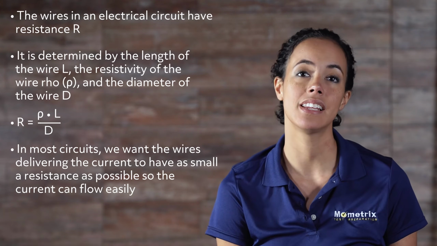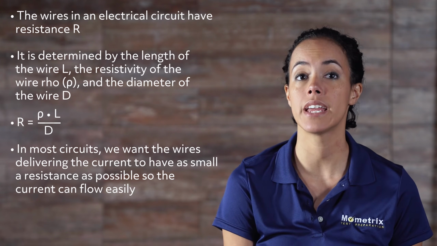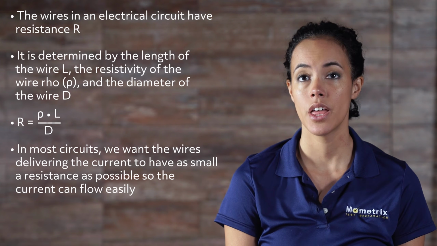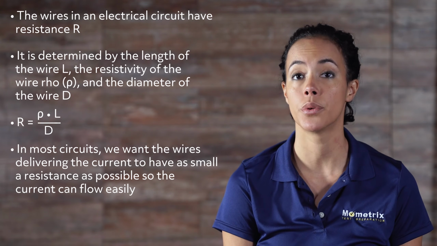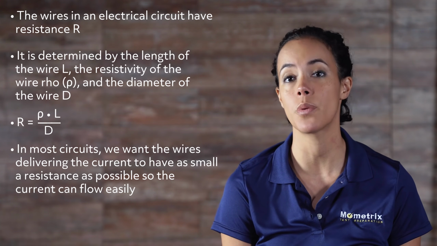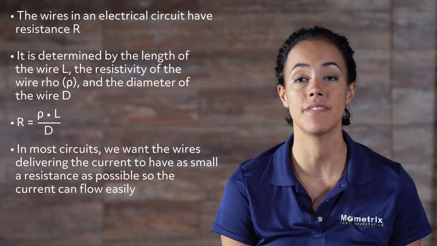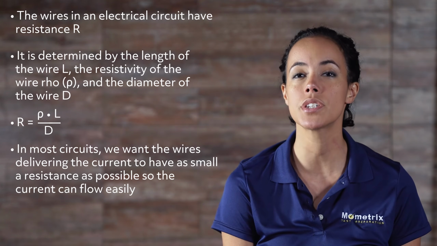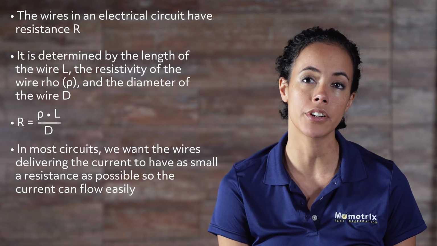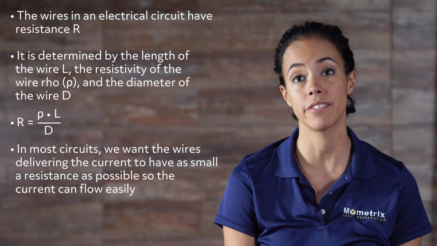The wires in an electrical circuit have resistance, R. It is determined by the length of the wire, L, the resistivity of the wire, ρ, and the diameter of the wire, d, through the equation R equals rho times L divided by d. In most circuits, we want the wires delivering the current to have as small a resistance as possible so the current can flow easily. However, high resistance can be useful in some situations.